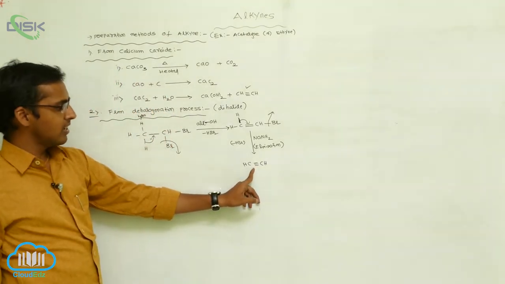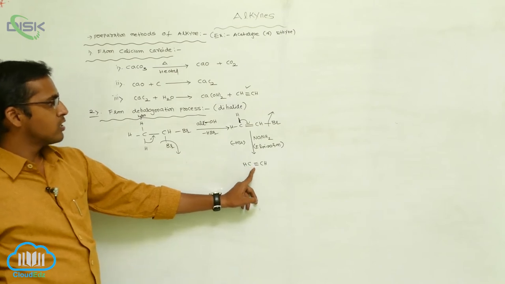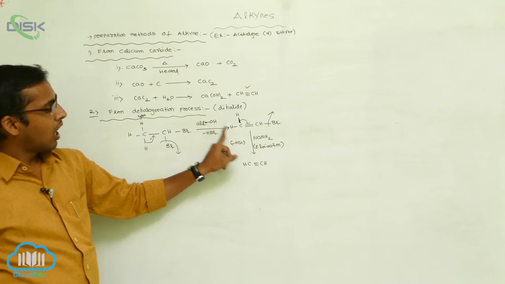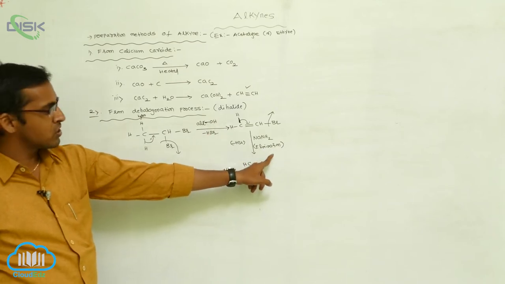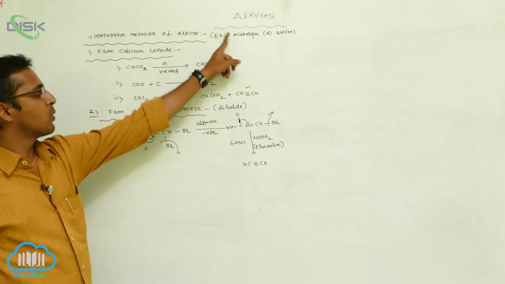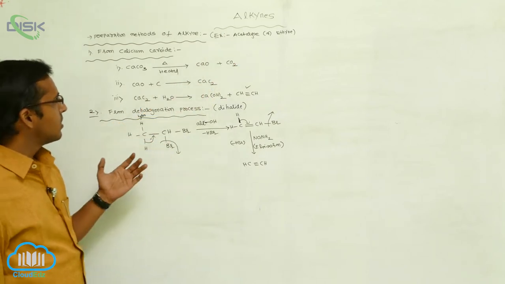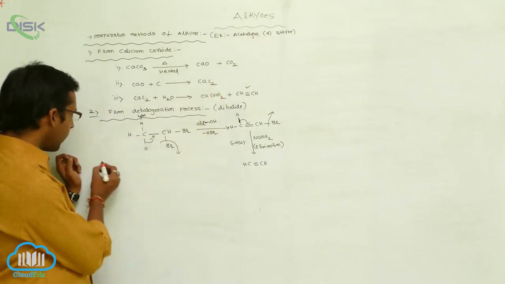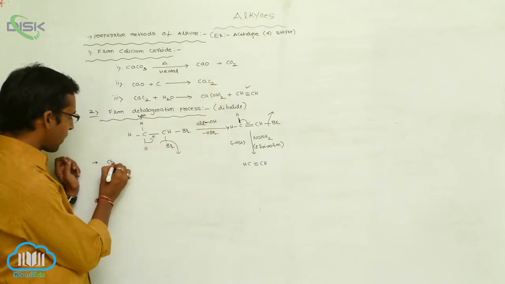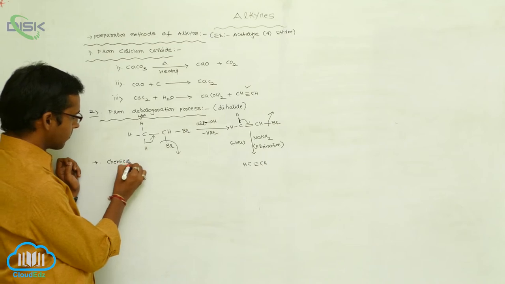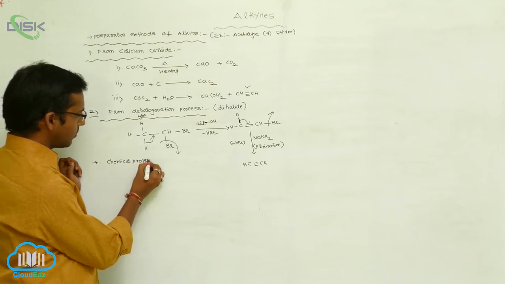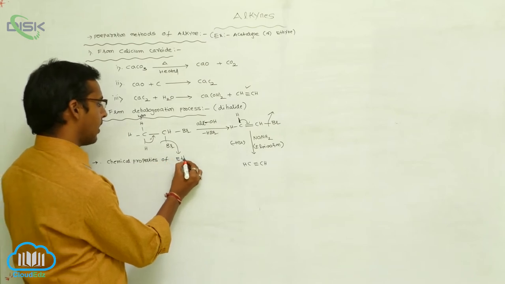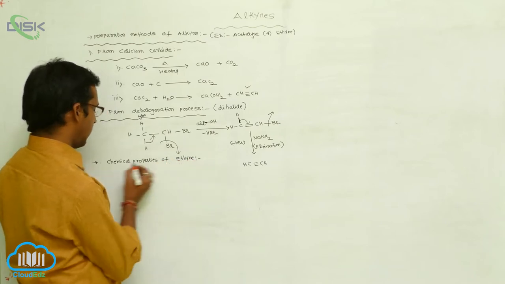So acetylene or ethyne is prepared from dihalide through alcoholic OH, through the elimination process. So elimination process, the acetylene is produced from dihalide. So these are the preparation methods for alkyne. And next one is chemical properties. So chemical properties of ethyne or acetylene.